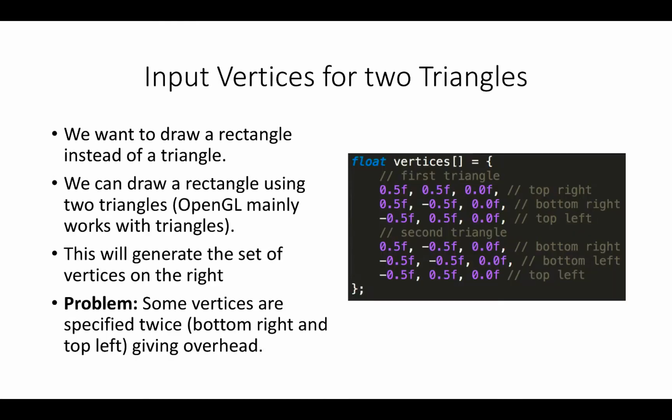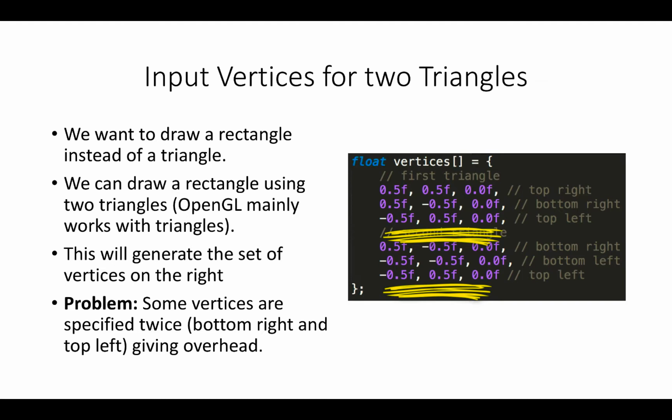Let's suppose we want to draw a rectangle instead of a triangle. We can draw a rectangle using two triangles. After all, OpenGL mainly works with triangles. This will generate the following set of vertices. As you can see, there is some overlap on the vertices specified. We specify the bottom right and the top left vertices twice.